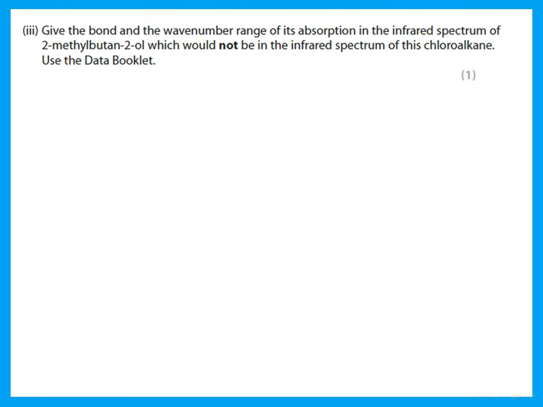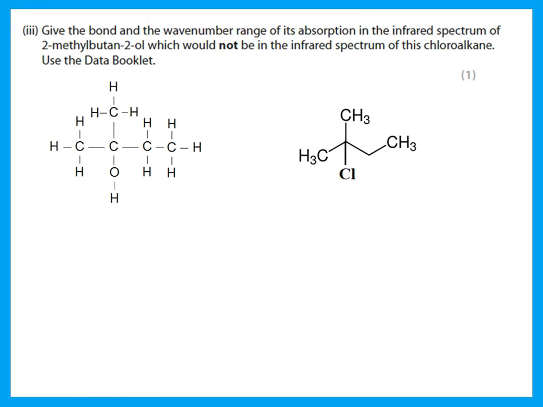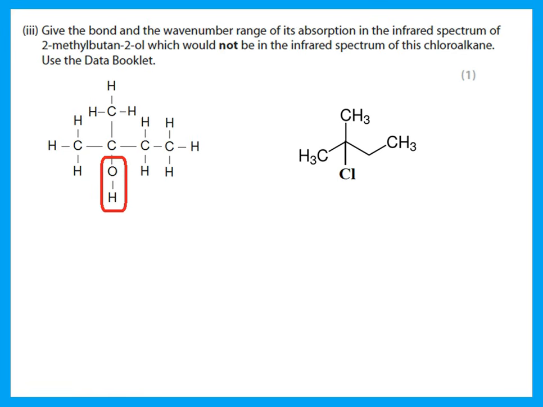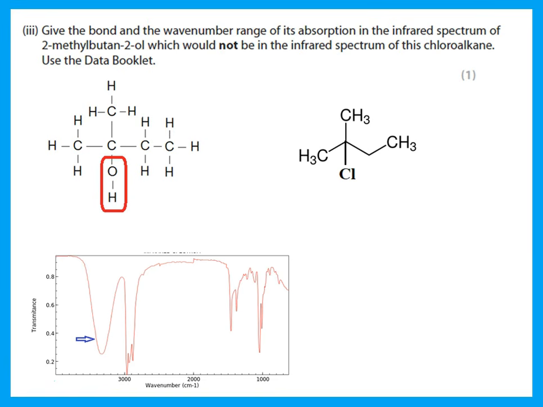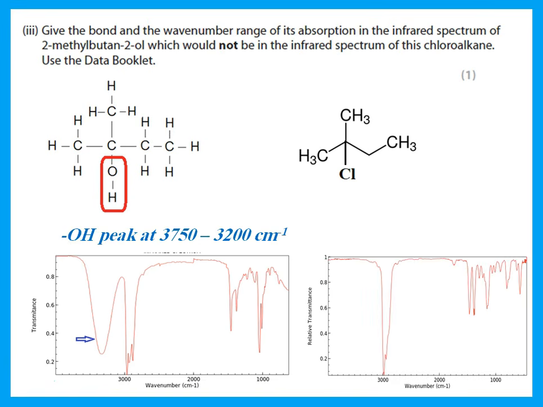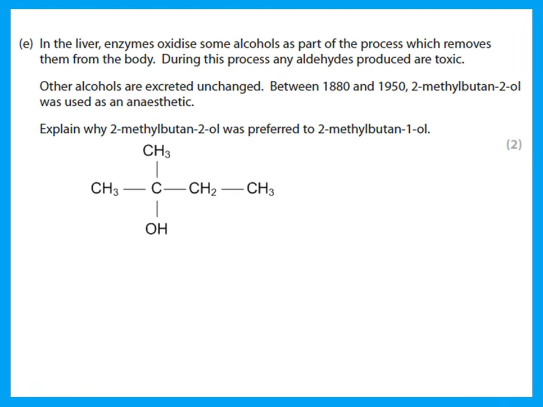Give the bond and the wave number range of its absorption in the IR spectrum of 2-methyl-butane-2-ol, which would not be in the infrared spectrum of the chloroalkane. So we're talking about 2-methyl-butane-2-ol, and we want something that is not in the IR spectrum. Of course, the difference between them would be the peak for the OH. So the alcohol would have a peak of OH at about 3750 to 3200, while the chloroalkane will not have that broad peak for the OH group.